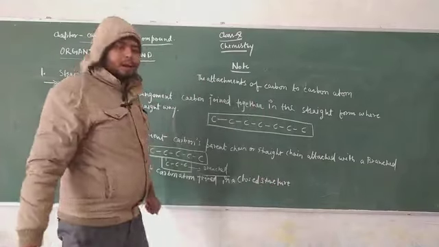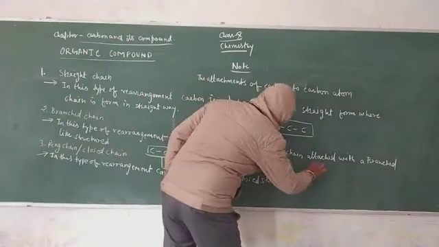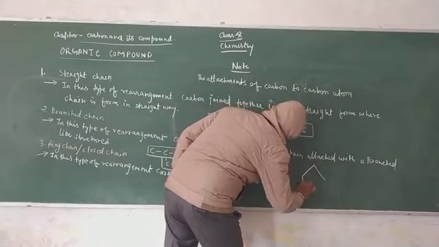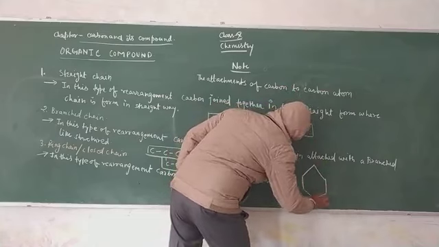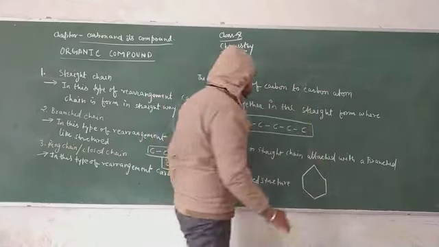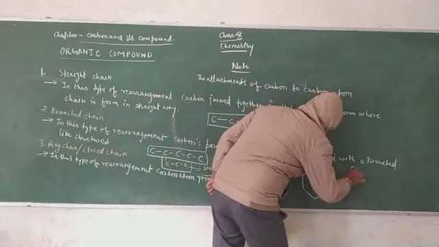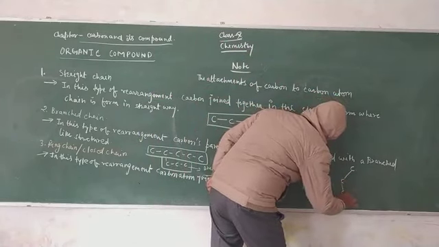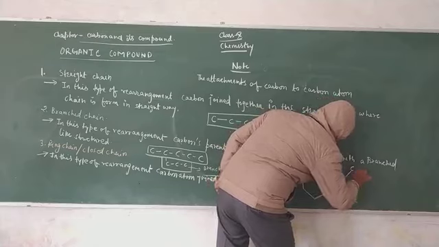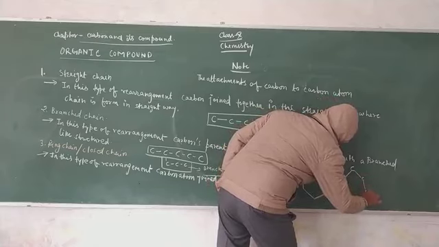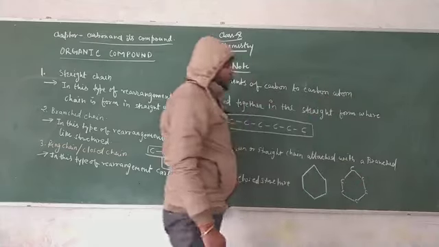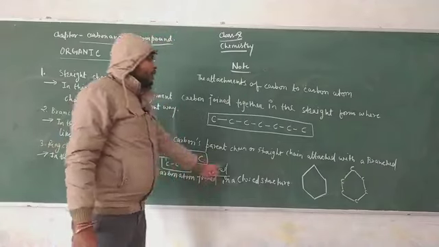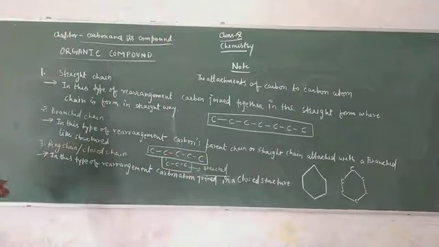Just take an example and note of this. When carbon atoms are joined in a closed structure like this, carbon atoms are joined in this way, and this is the closed structure of carbon arrangement. Just take a screenshot of this.